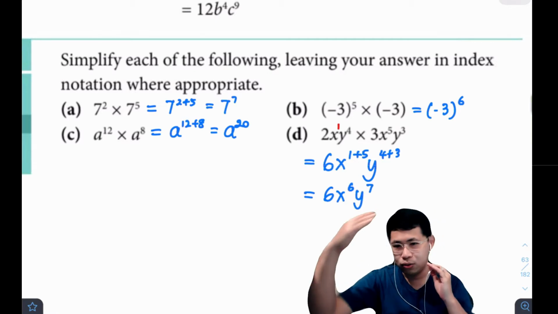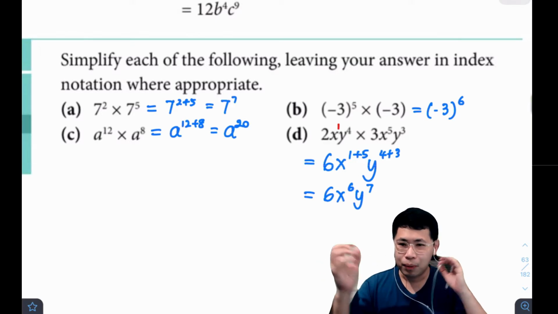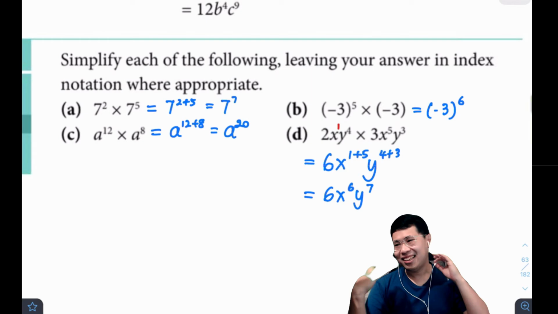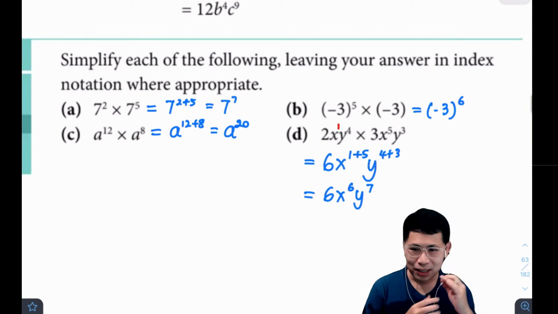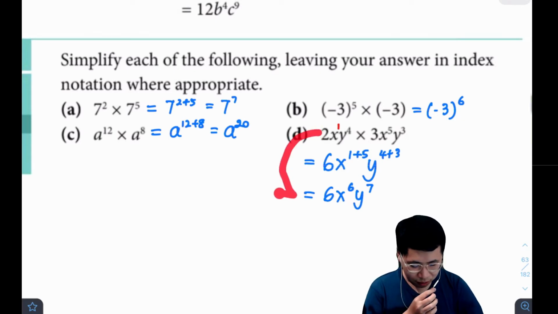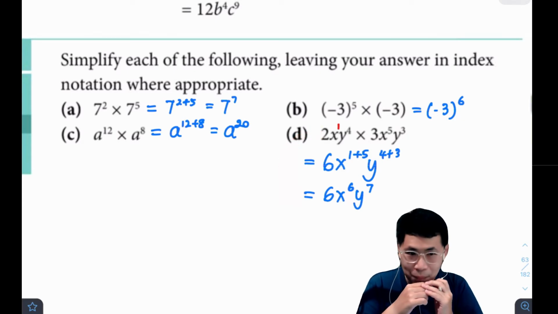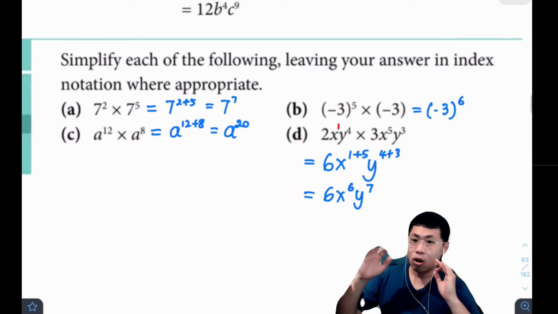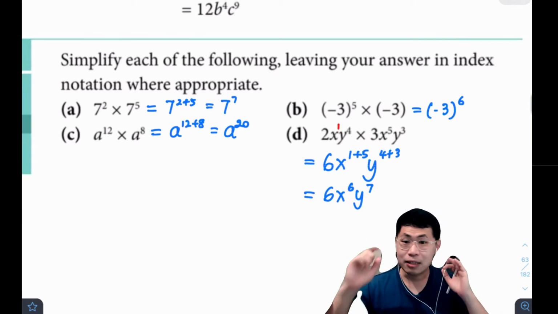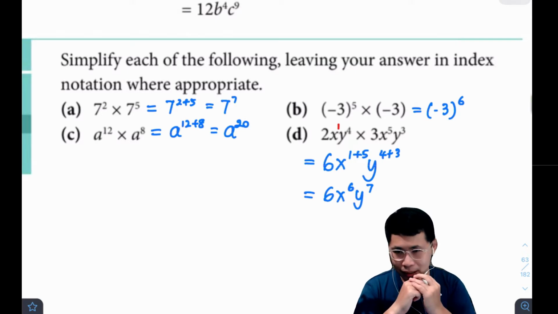Of course, you can do this straight away, but I'm doing it step by step so that those that really need it can understand better. But definitely, if you can see it, why not go straight over here? Okay, so this is law 1, the addition law, where you have the same base and it's multiplied, you add the index.